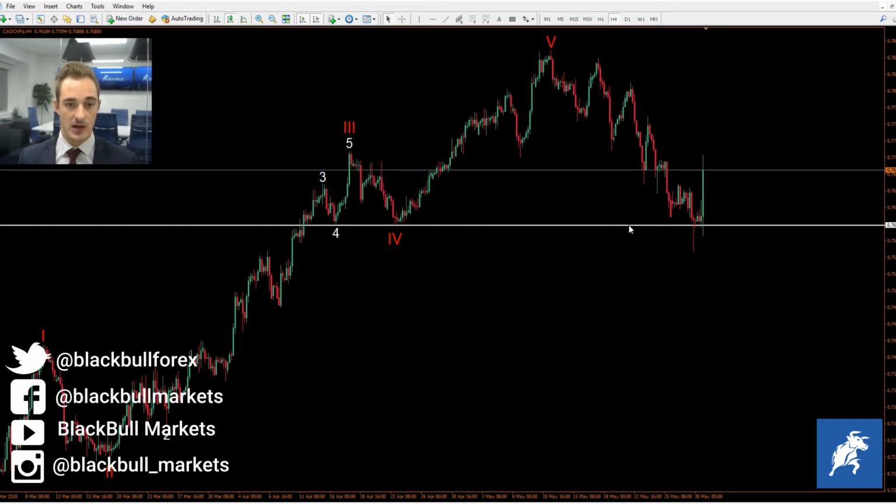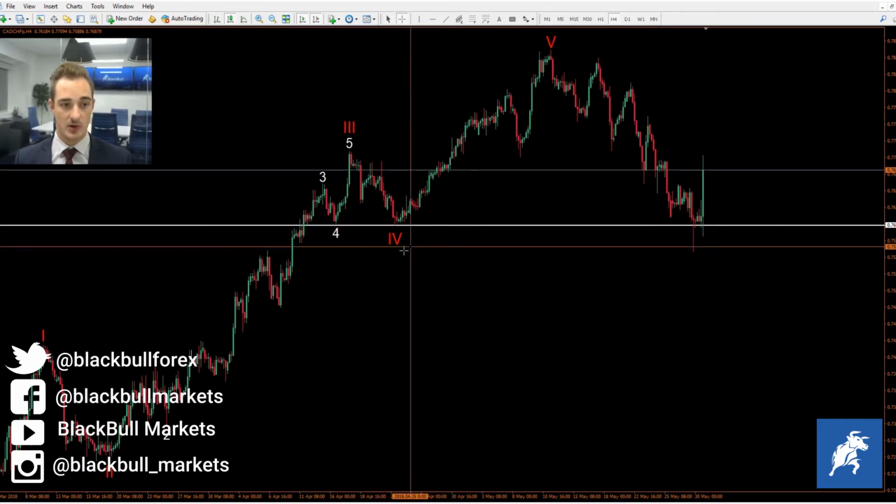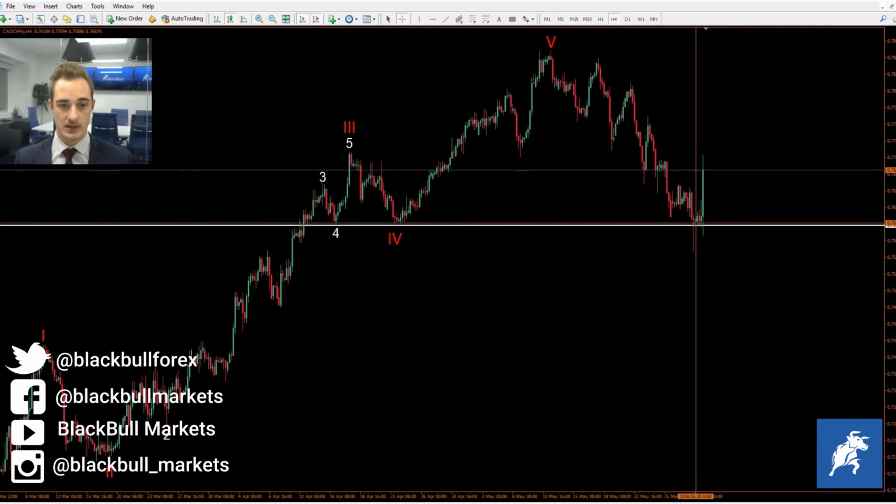I'll show you how I would have entered this personally. You can see it's made a double bottom over here. You can see the long wick at the bottom.